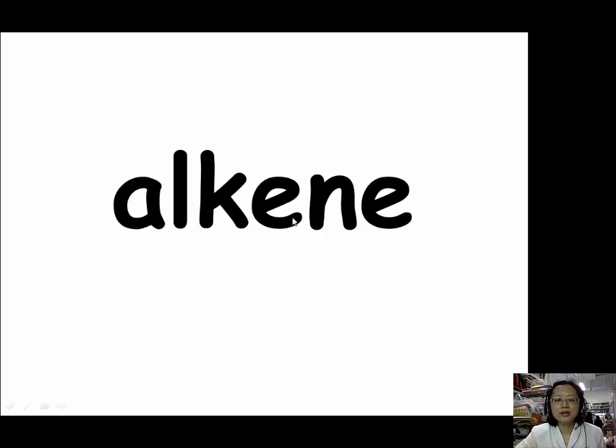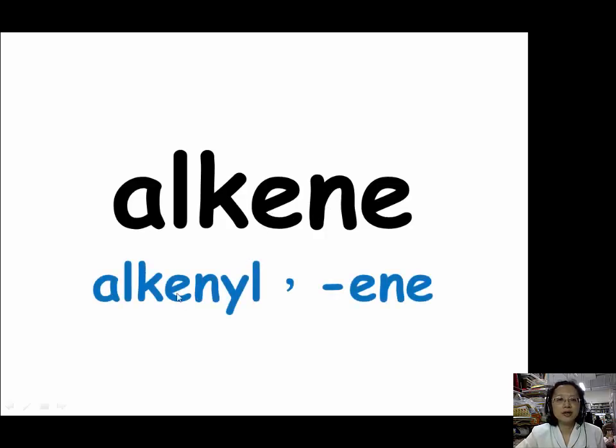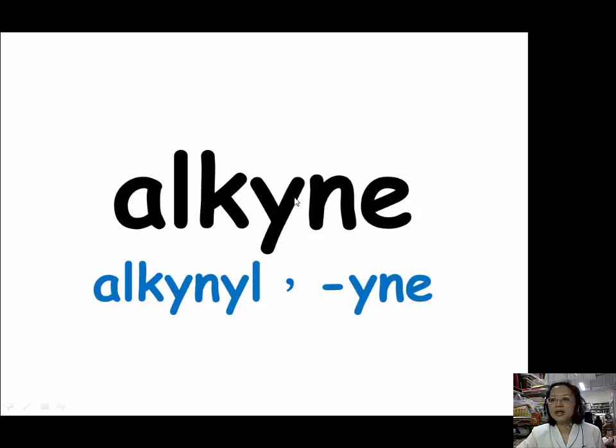Let's review what we've learned. For alkene, we have one prefix, that's alkenyl, which may change with the carbon number, and the suffix ene. And then for alkyne, an alkyne is an unsaturated hydrocarbon containing at least one carbon-carbon triple bond.